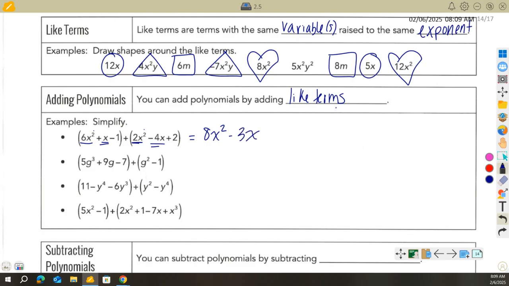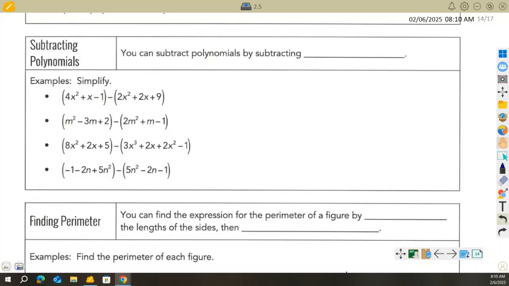And then negative 1 plus 2, that's going to give me positive 1. So go ahead and try the other 3 examples. Again, you can check your work on those with the key on Brightspace.